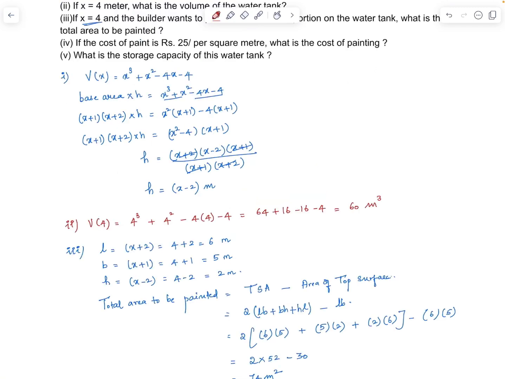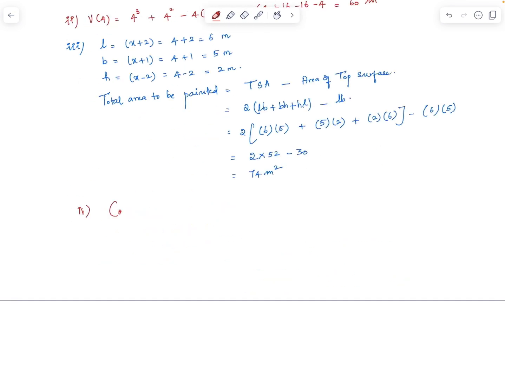Question number 4. If the cost of paint is rupees 25 per square meter, what is the cost of painting? Cost of painting 1 meter square is equal to rupees 25. Therefore, cost of painting 74 meter square is 25 times 74, which gives us rupees 1850.